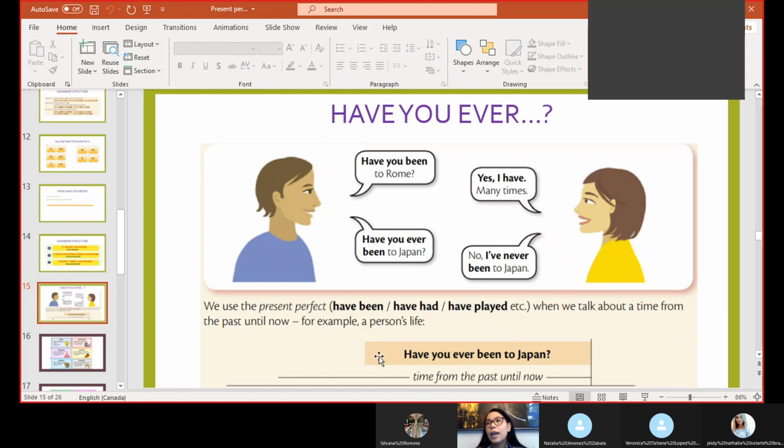Yes. So you see, if I ask, where have you been? The answer is not yes or no. The answer is a specific place, right? Because the information word or the WH word is where. So I'm looking for a place in the answer. Okay, so we use the present perfect, have been or have had, have played, etc. when we talk about the time from the past until now, for example, a person's life. Have you ever been to Japan? Time from the past till now.